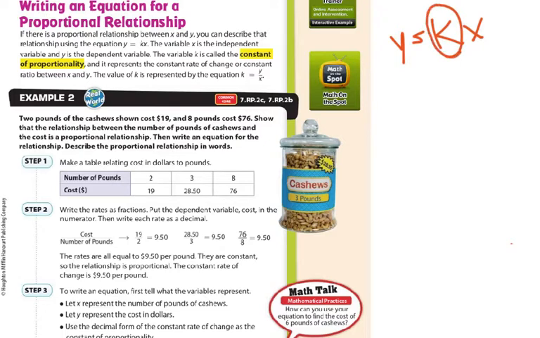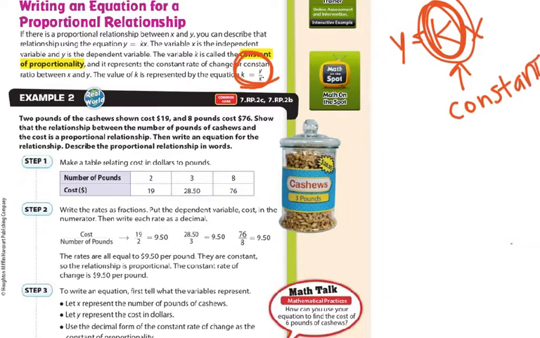The k is called the constant. It's kind of like, what is that constant that you had to do, okay? And it represents the constant rate of change or constant ratio between x and y. The value of k is represented by the equation k equals y over x. That's why we've been putting that y in the numerator, okay? Because whatever we get with y over x is going to be our k. All right, so let's try this out. It'll make sense in just a little bit. But y is your y value, x is your x value, and k is the constant with the relationship with each other.